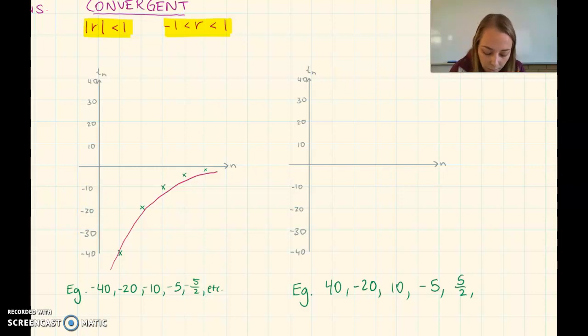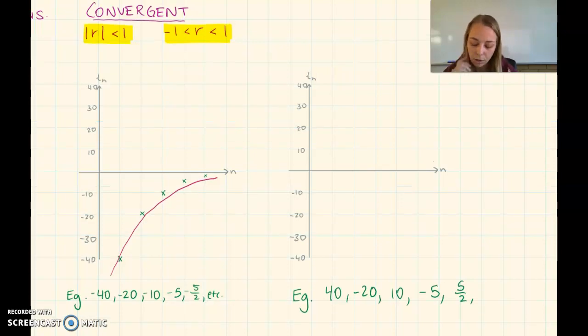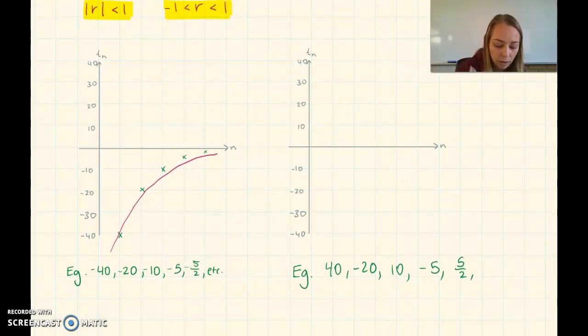Okay, because you can think about it, each one of those terms is going to be getting smaller and smaller until you're almost adding nothing. So eventually it is going to converge towards 0. It tends towards 0.